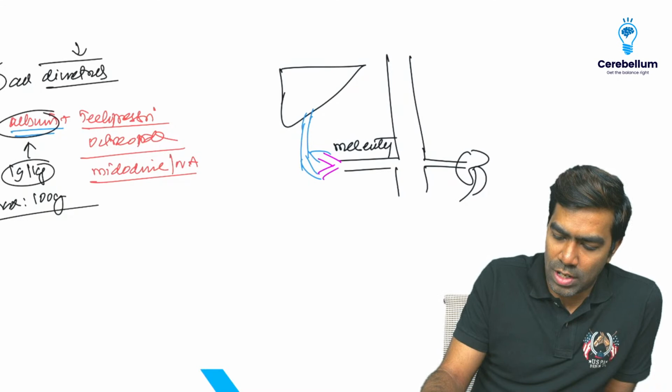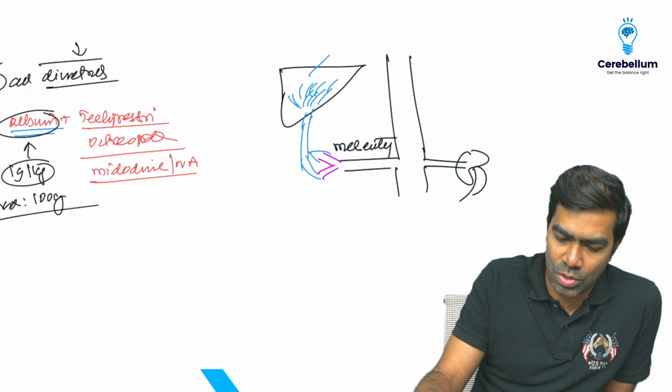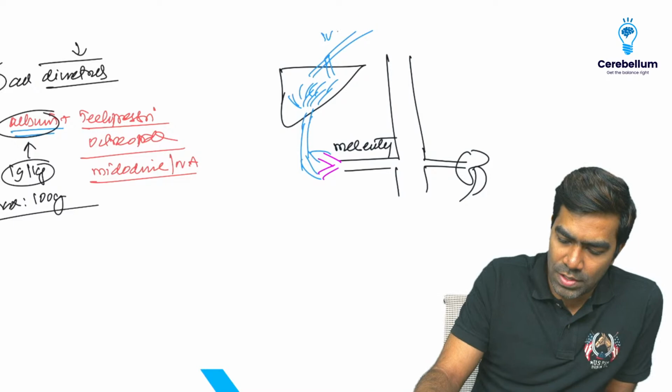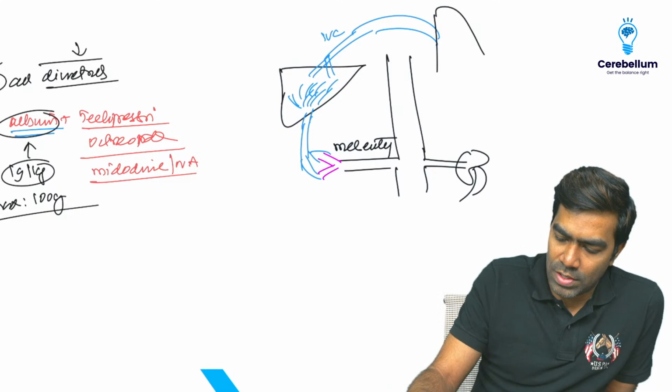Inside the liver they break down into multiple sinusoids, and then they unite together to form the hepatic vein, which is going to join the IVC. Maybe I can write IVC here, hepatic vein to IVC, and the IVC is going to join back the heart, and from the heart you are going to get these vessels.